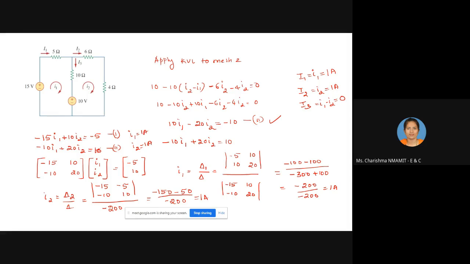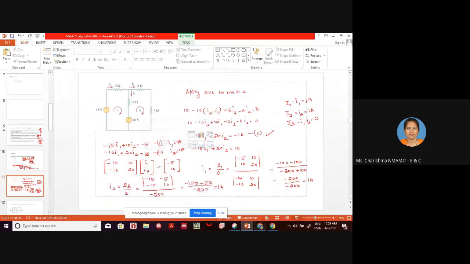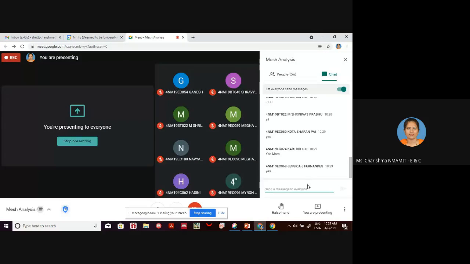I hope it is clear. Any doubts here using Cramer's rule? Suppose you have three variables, that is, three linear equations. What is I1? I1 is nothing but delta 1 by delta. I2 is delta 2 by delta. I3 is delta 3 by delta. When you have three equations, you will have a 3 cross 3 matrix. The A matrix is a 3 cross 3 matrix there.